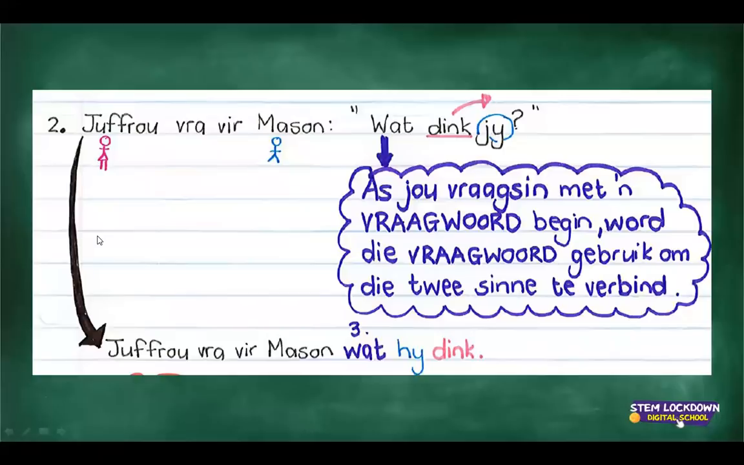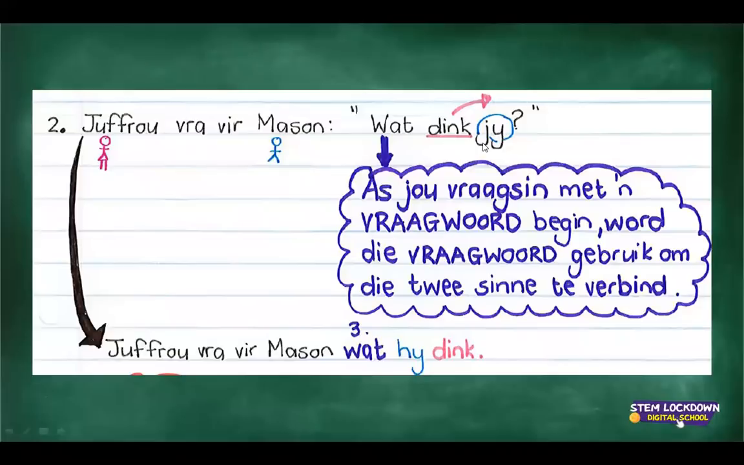Another example of a question. Juffrou vra vir meisie, wat dink jy? Now, our question is starting with a question word, not a verb. So, as jou vraagsin met 'n vraagwoord begin, word die vraagwoord gebruik om die twee sinne te verbind. So, if your question is starting with a question word, then that question word is used to join the two sentences. Because remember, your question words are also group 3 conjunctions. Okay, they also fall under group 3 conjunctions.